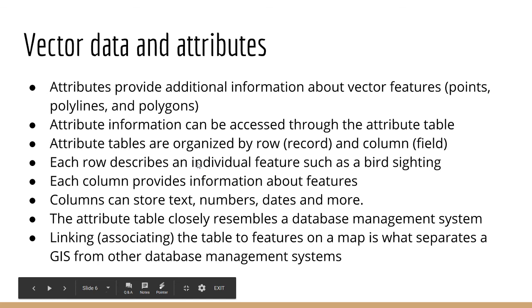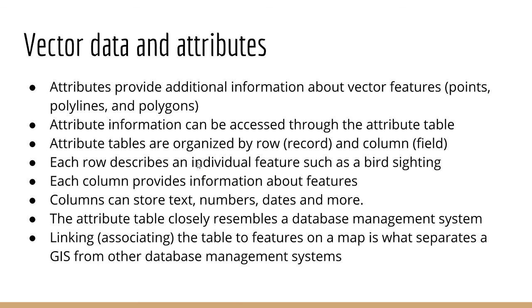Vector data are the type of GIS data that has the database tied to the back end of it. So you can click on one of these types of vector data on a map and see the information associated with it. In a GIS, we call that information that describes the points, lines, or polygons attributes. It's the tabular, non-spatial database information that describes those points, lines, and polygons.